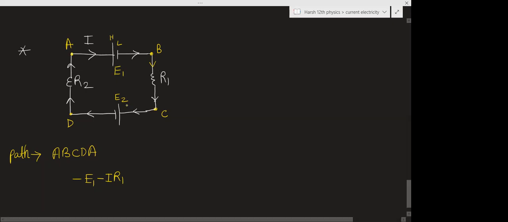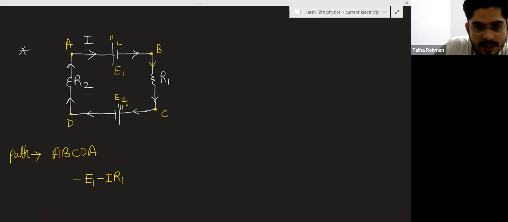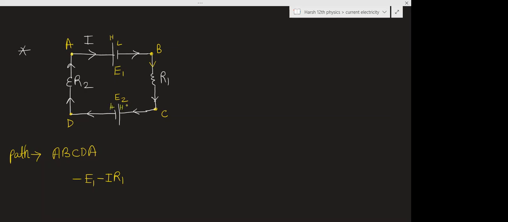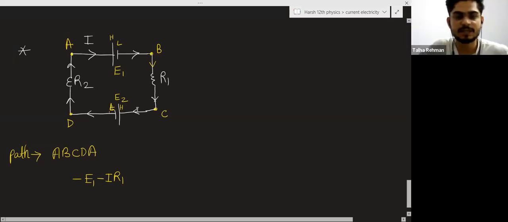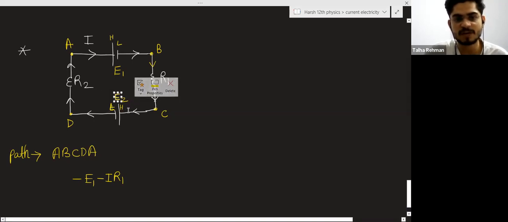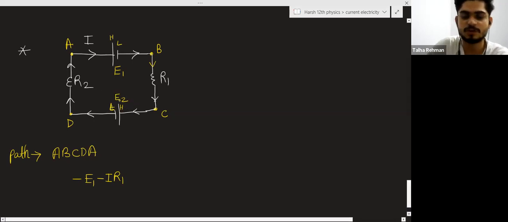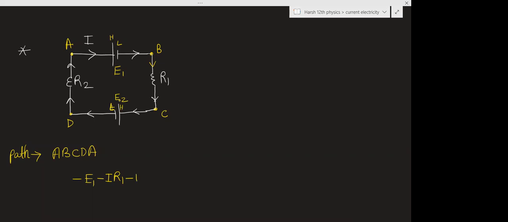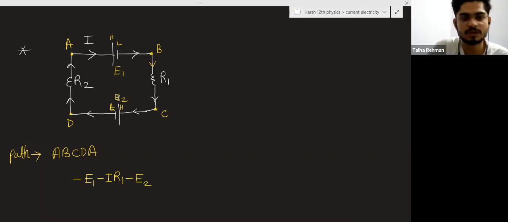And now you can see here this E2. It was a minus E2, right? No, it is plus. So it is higher to lower. Yeah, we are moving from higher to lower. Okay, sorry. This E2 will also be minus, because we are moving from higher to lower. Okay, minus E2 now.